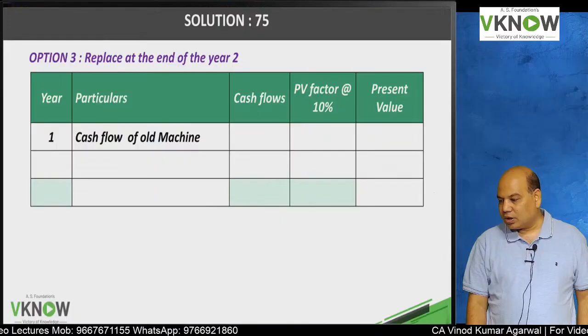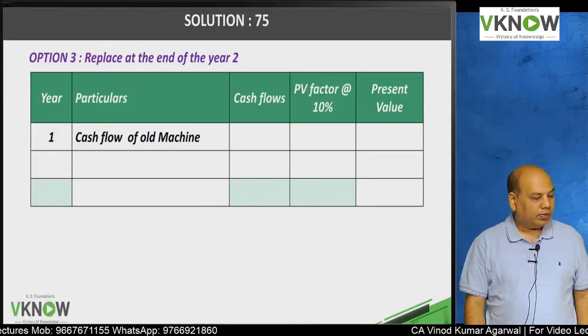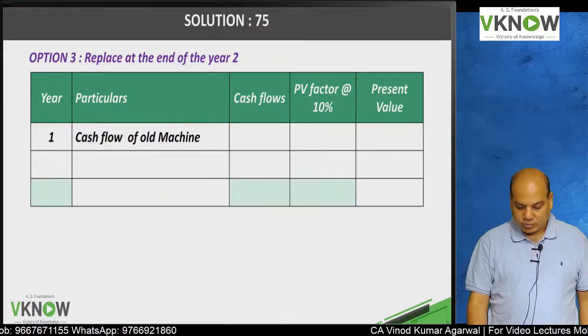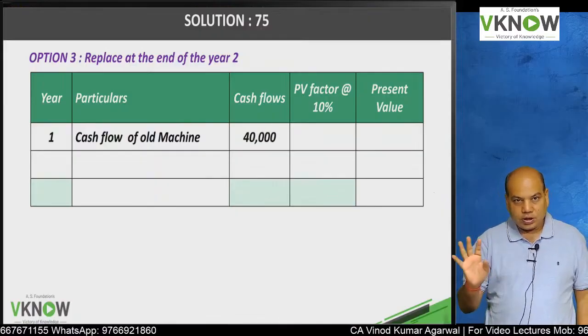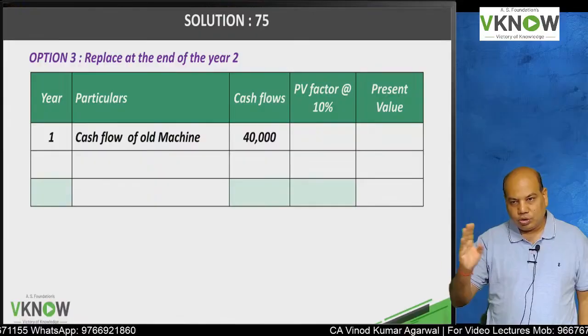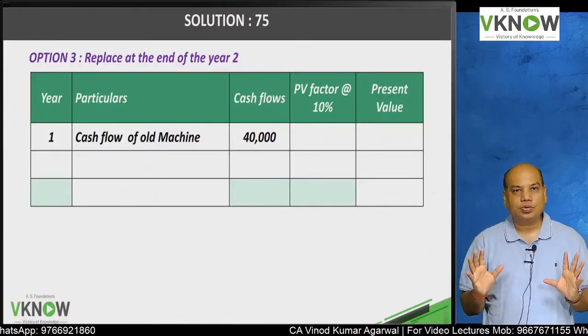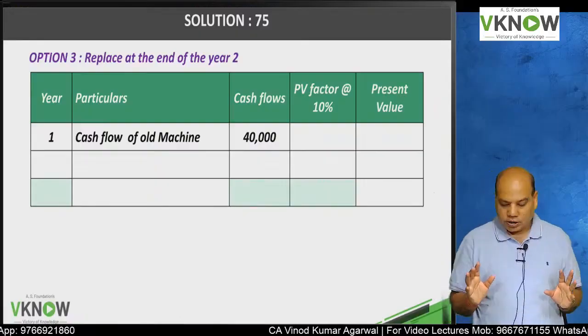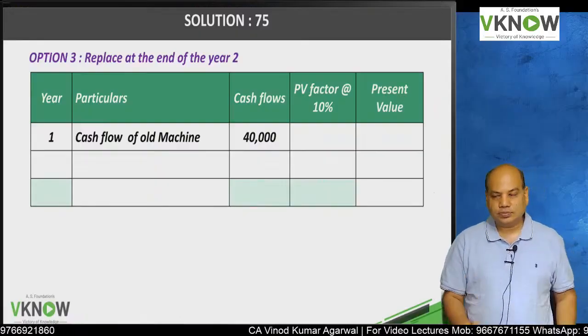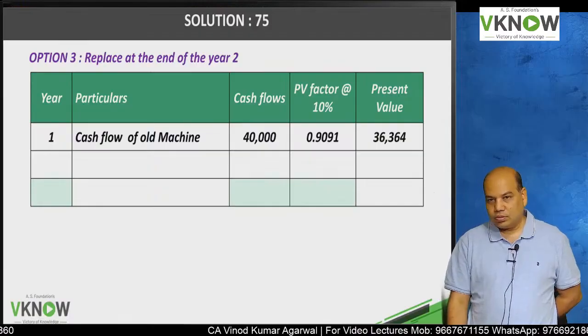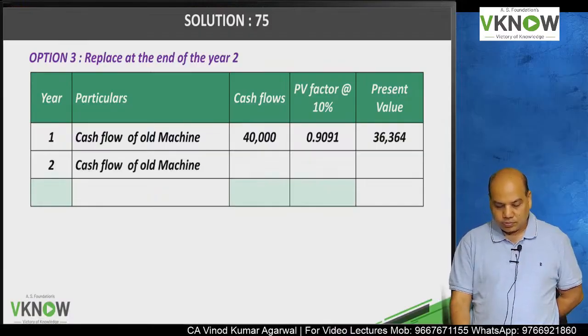Year, particulars, cash flow, PV factor at 10%, PV. So you will not sell the machine in year 0, you will not sell it in year 1 also, you will use it, you will get cash flow. Cash flow of the old machine 40,000, present value 36,364.